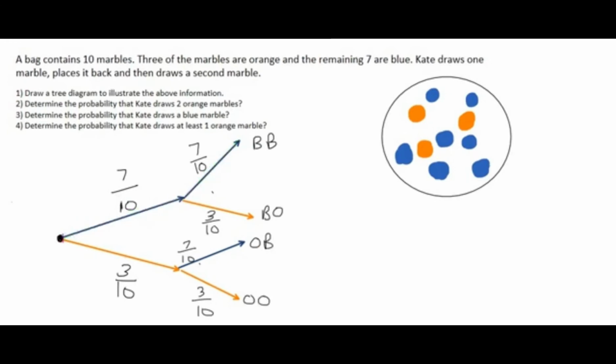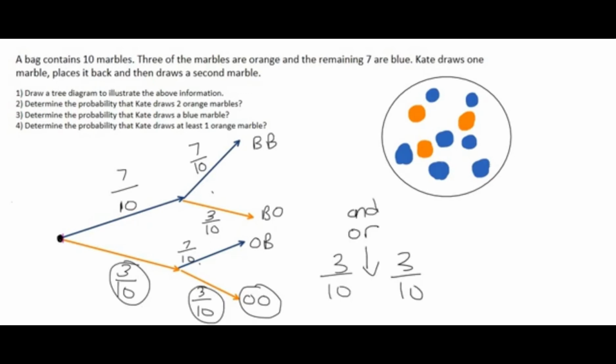So now the next question says, determine the probability that Kate draws 2 orange marbles. Okay, so her first one is 3 out of 10, and the next one is 3 out of 10. So what would go in between that? Would you say or would it be and? Does she draw an orange or another orange, or does she draw an orange and another orange? Well, she draws an orange and another orange, and so we're going to multiply over here.